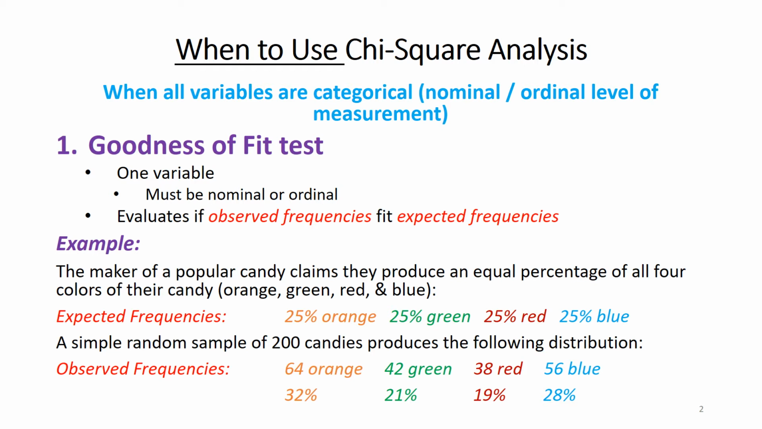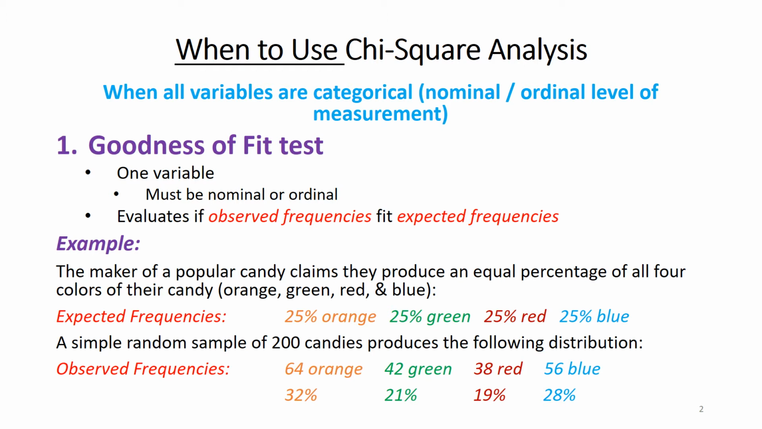In chi-square analysis, it's different. In chi-square analysis, all variables in the analysis must be categorical. So both the independent variable as well as the dependent variable must be categorical, meaning that they are at the nominal or ordinal level of measurement. The first type of chi-square analysis is known as the goodness of fit test.